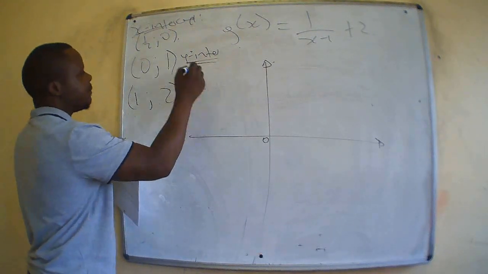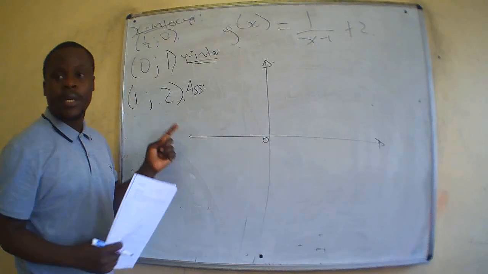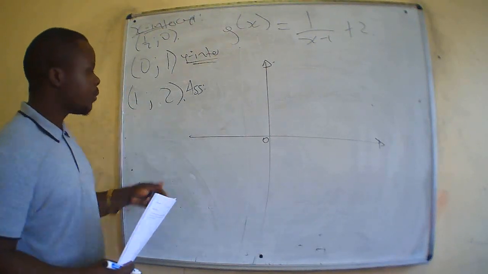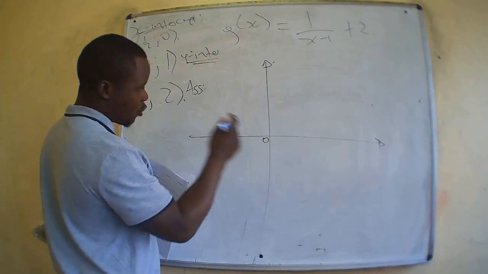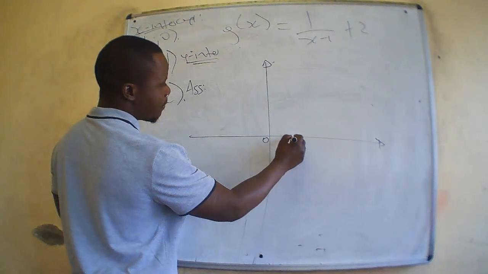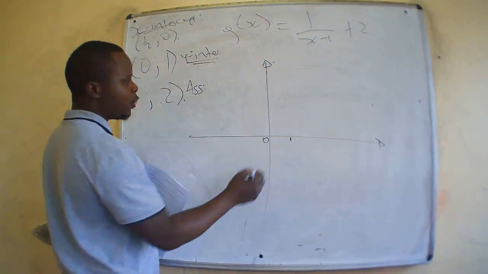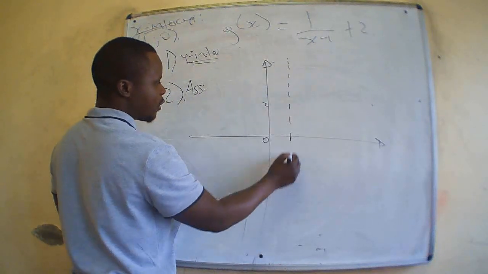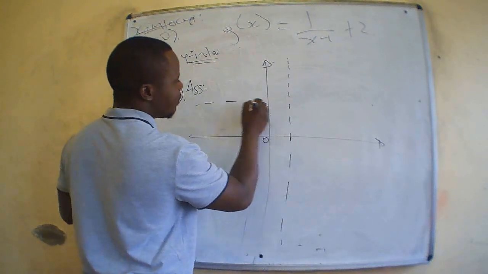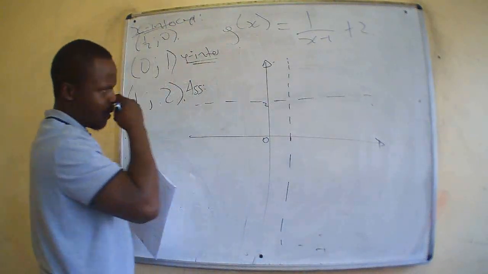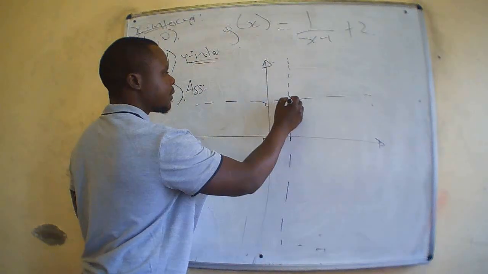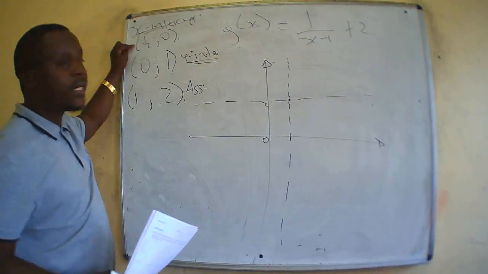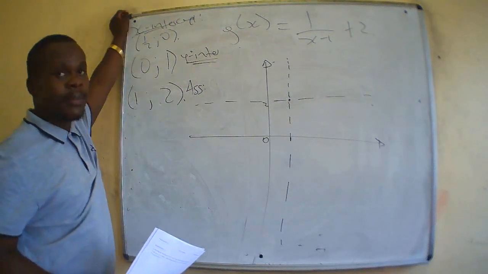So let's put the asymptote first. The asymptote is found at x equals 1 and y equals 2. So if x equals 1, this is 1 here, and y equals 2 here, which means we are going to have the asymptote in this way. This is our asymptote. After drawing the asymptote, the next thing is to plot our x-intercept and our y-intercept.